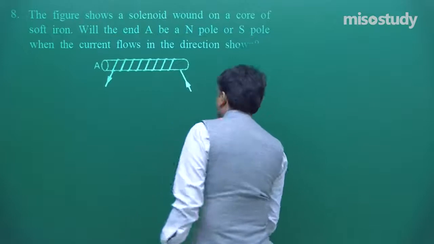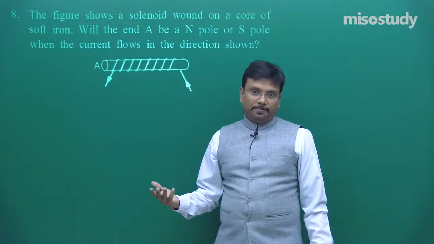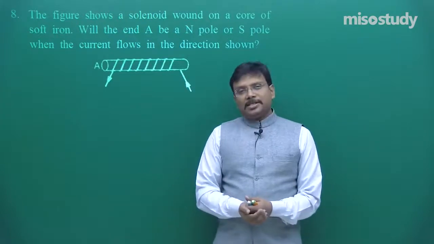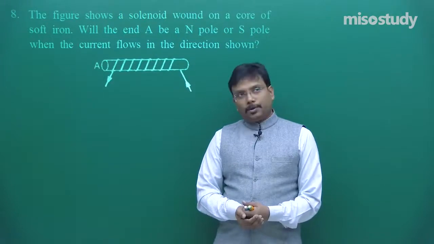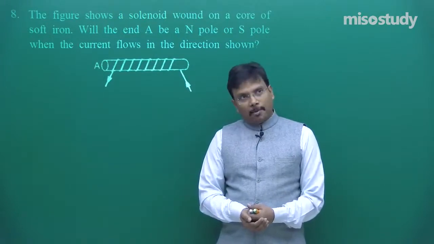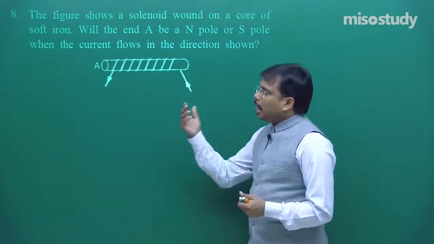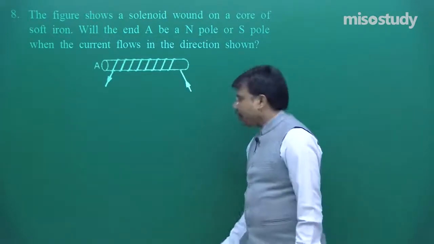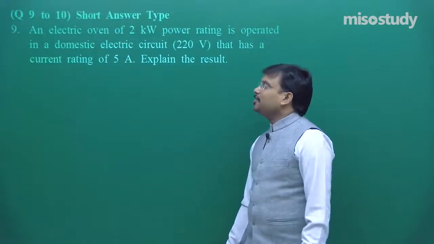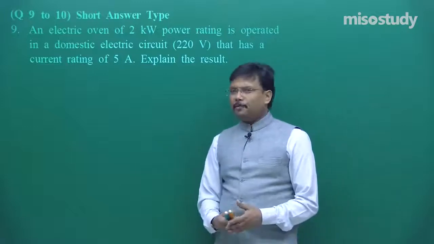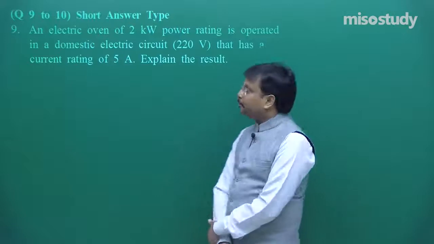Now, students, previous to this chapter, we studied few formulae. Those were P is equal to VI, V is equal to IR, P is equal to V square upon R, H is equal to I square RT. Now, I will use question 9 to give you a different approach. Actually, this is short answer type, but I want to give you a different approach associated with this topic, that is why I am picking it.